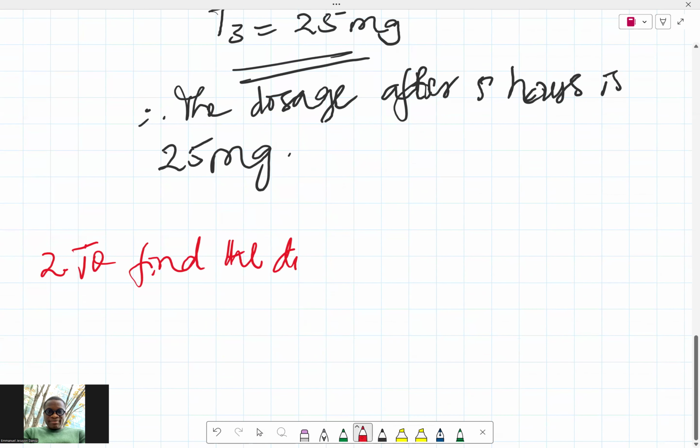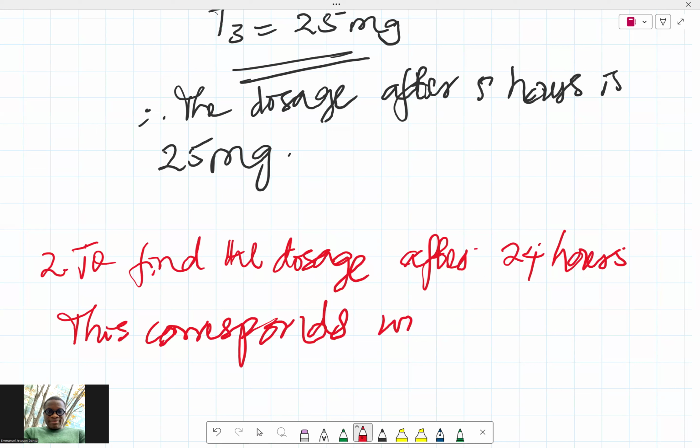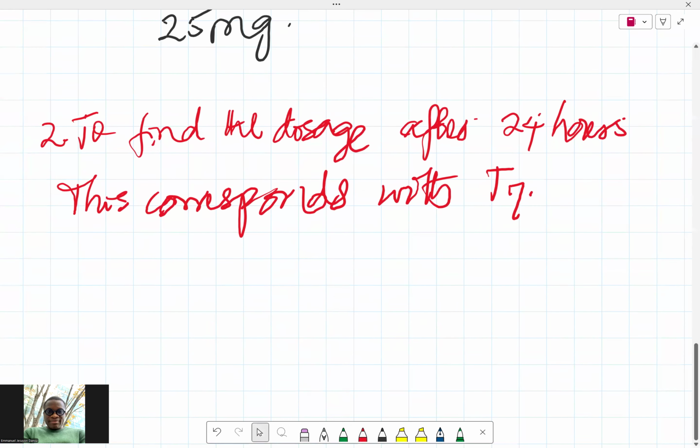So to find the dosage after 24 hours, which corresponds with T7, because starting from the beginning, 0, 4, and all that, it takes us to the seventh element, the seventh term of the geometric sequence, right?